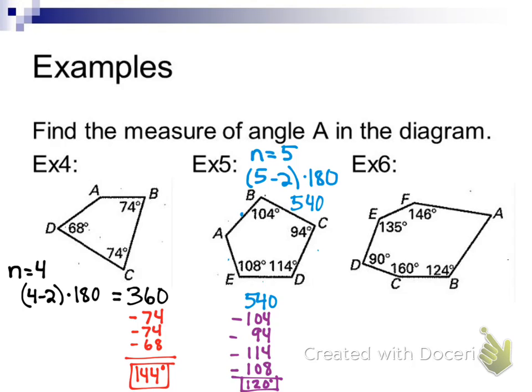Alright, let's take a look at this last one. So what's n? 1, 2, 3, 4, 5, 6. So n equals 6. So I need to do 6 minus 2 multiplied by 180. 720. So I need to take 720 and do what with it? Subtract. Subtract all those angles that you know.